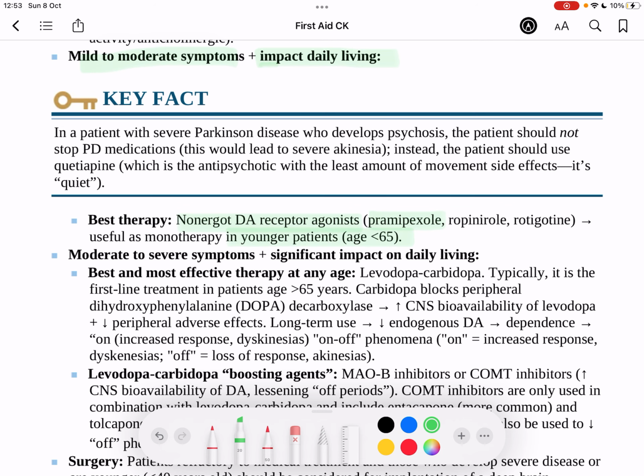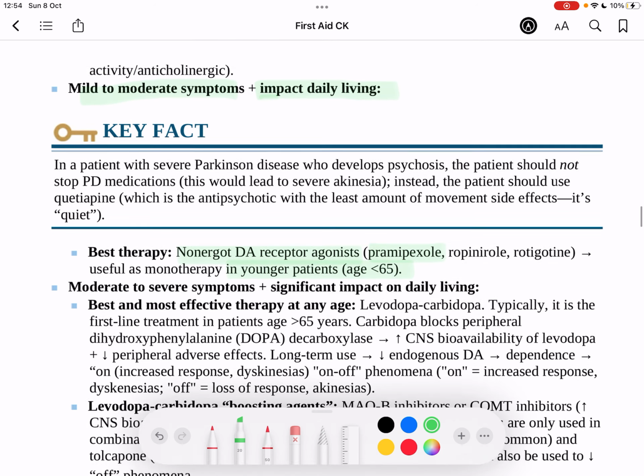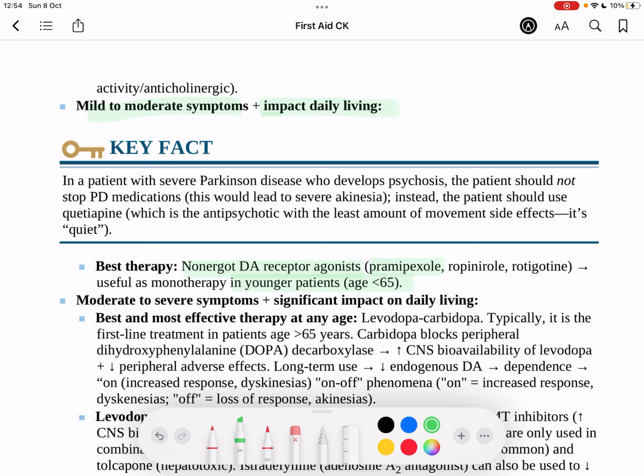So if somebody's got, as I said, mild to moderate symptoms, not impacting daily living, monoamine oxidase B inhibitors. If somebody's got mild to moderate symptoms, but there is a bit of impact on daily living, or if they're younger than 65 years old, I'm going to go to my dopamine receptor agonists instead.